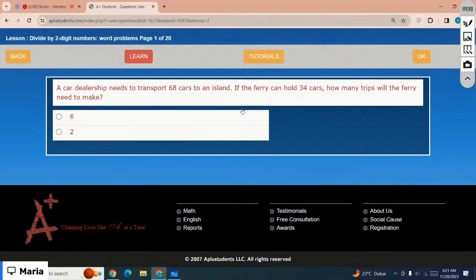Yes, the correct option is 2. You have to divide 68 by 34, and 34 times 2 is 68. So the correct option is 2.